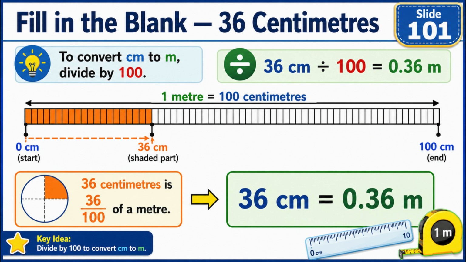Fill in the blank. 36 centimeters. To convert centimeters into meters, divide by 100. 36 divided by 100 equals 0.36. So 36 centimeters equals 0.36 meters.